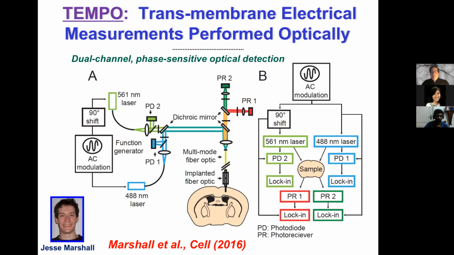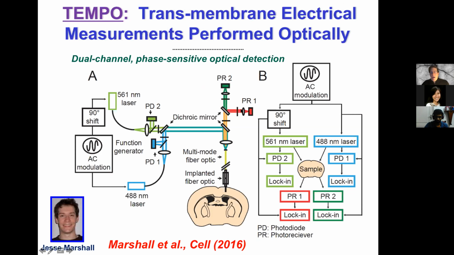So brain oscillations, as I said, were known as early as the late 1920s, but exactly the mechanisms and cell contributions from the different neuron types that are required to induce oscillations of different kinds has been rather mysterious, because it's been hard to selectively record individual neuron types and to probe their subthreshold voltage oscillations. So to provide such a methodology, Jesse Marshall developed the following approach, which we call TEMPO, for transmembrane electrical measurements performed optically.